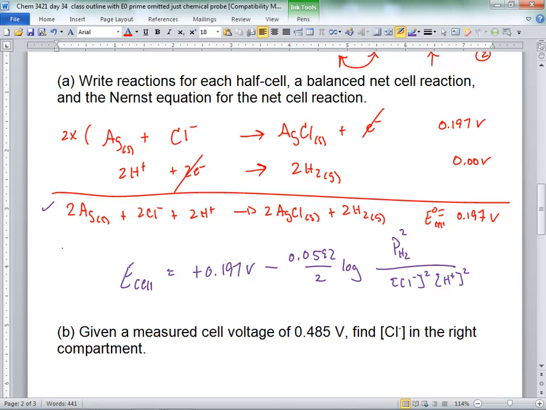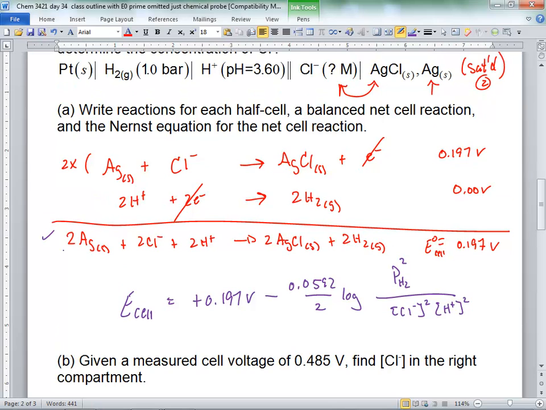So it looks to me, I see an equation with 1, 2, 3, 4 variables. Well, if they want us to solve for one of these and make it a problem, they better give us how many of these variables? They have to give us 3. And well, they want to solve for chloride, so that means they have to give you the voltmeter reading. They have to give you the partial pressure of hydrogen, pressure due to hydrogen. They have to give you the concentration of hydrogen ion. You just got to look for it.